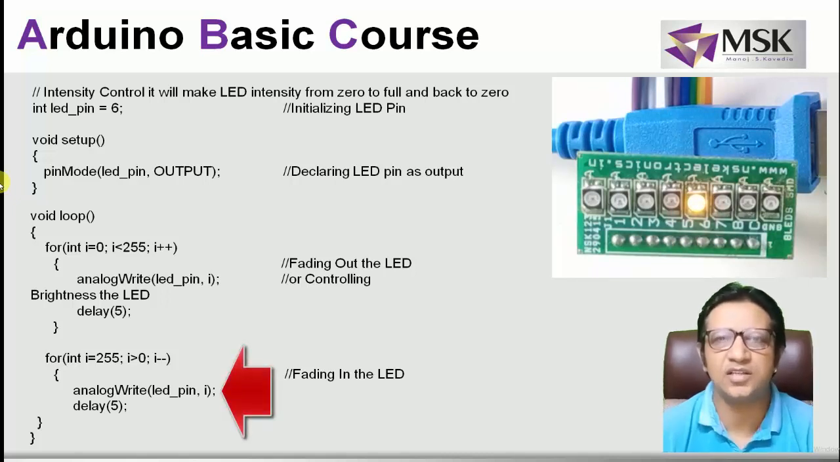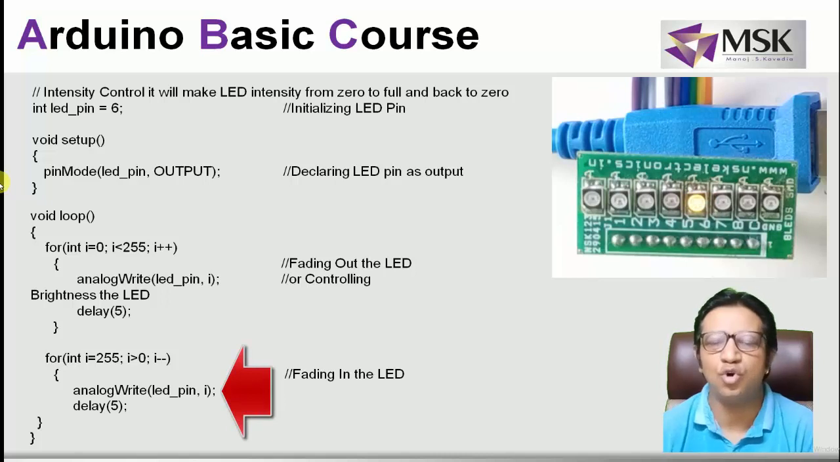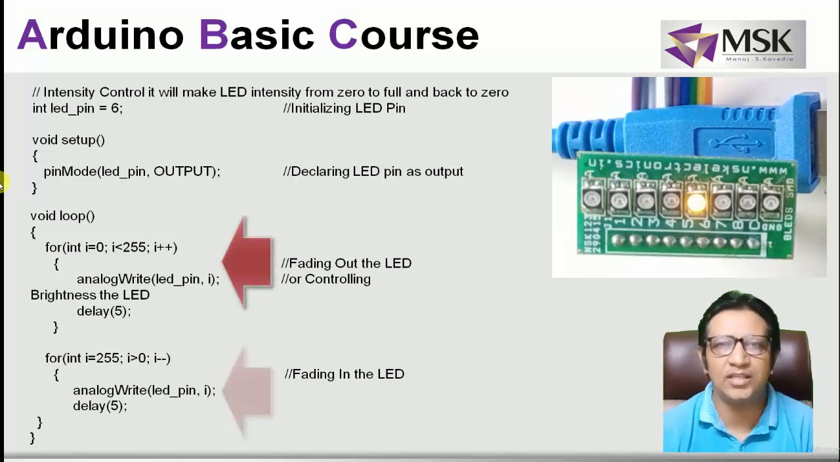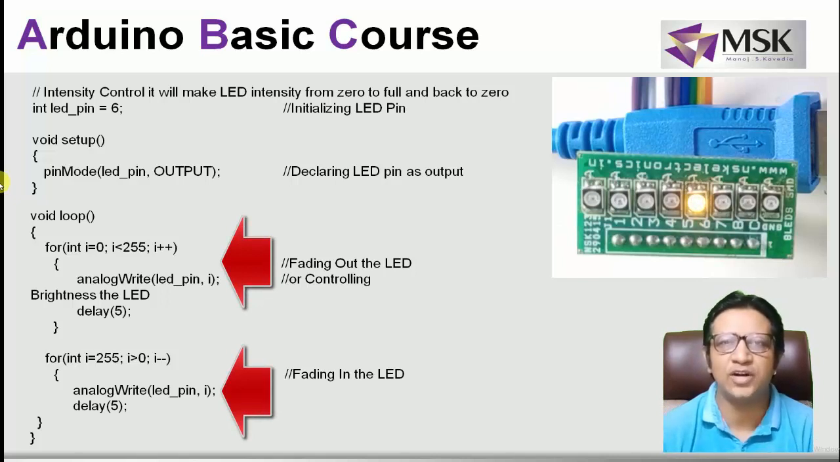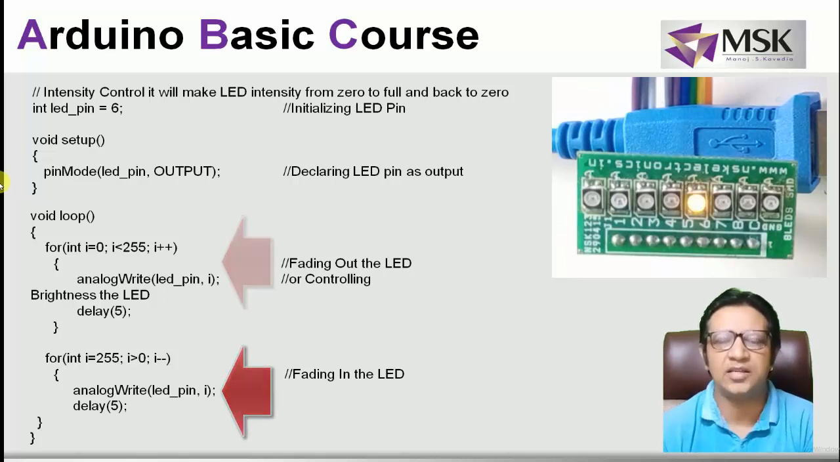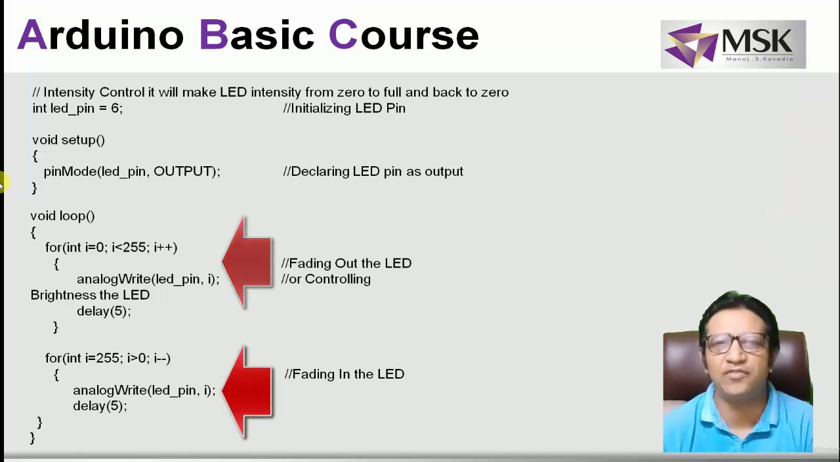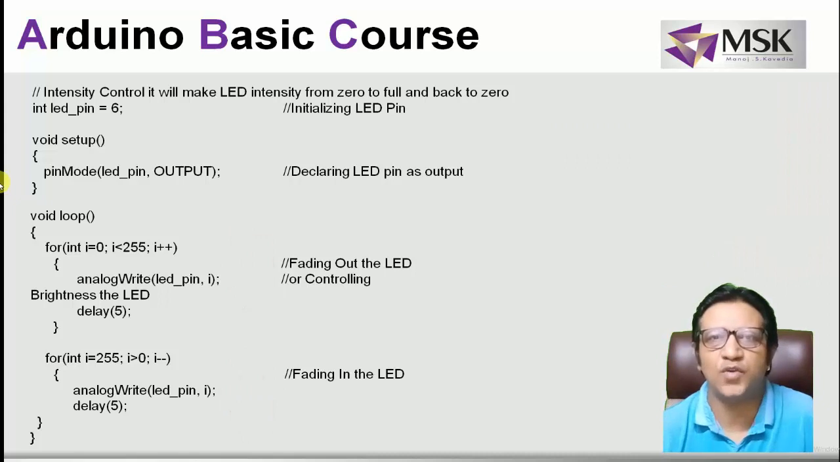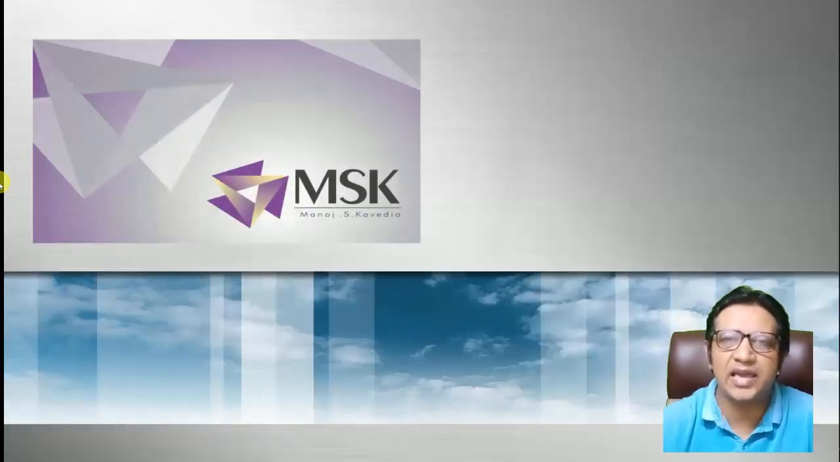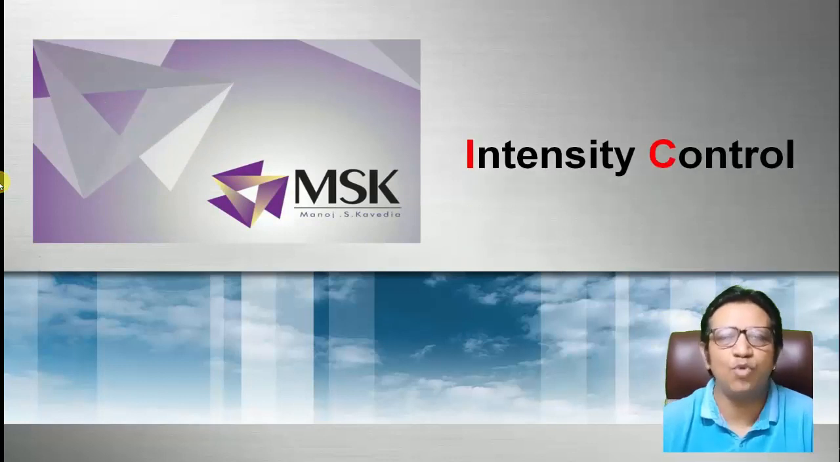Since it is decreasing from 255 to 0, what will happen? The intensity will slowly decrease from high to low, that is full brightness to 0 brightness. So in this way the loop is functioning. In this loop, the two for loops are executed, first the increasing and second the decreasing. So the LED intensity will increase from 0 to maximum and then maximum to 0, but very smoothly. So this was about intensity control of the LED. In the same way I can control the speed of the motor also.